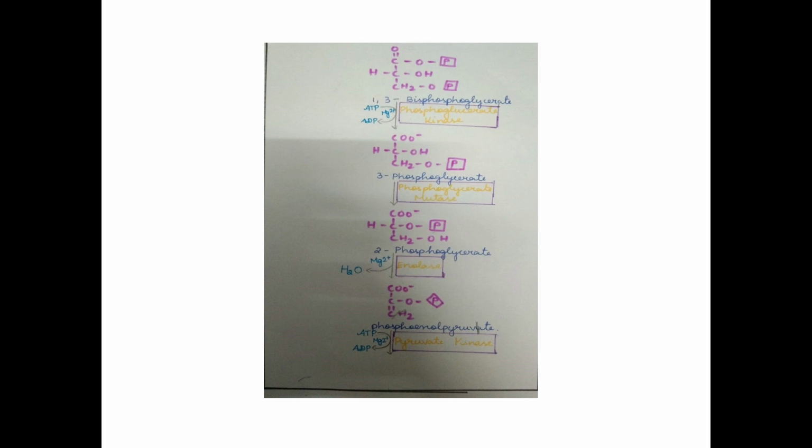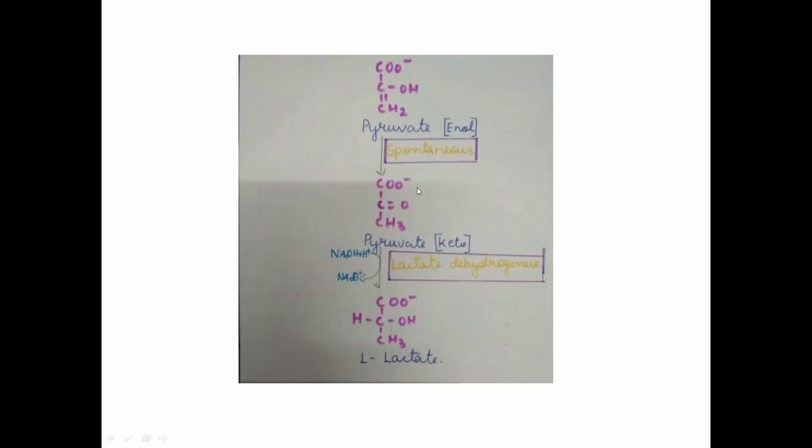The enzyme pyruvate kinase catalyzes the transfer of high energy phosphate from phosphoenol pyruvate to ADP, leading to the formation of ATP. This step is also a substrate level phosphorylation. This reaction is irreversible. Finally, the enol form of pyruvate is converted into the keto form of pyruvate spontaneously. And finally, the pyruvate is converted into L-lactate by the enzyme lactate dehydrogenase.